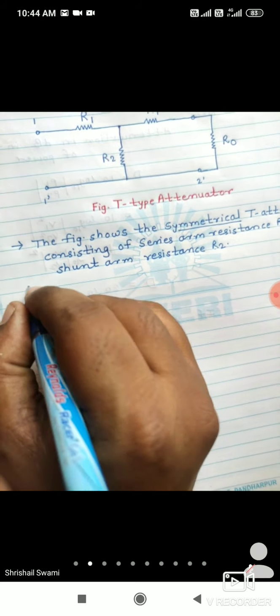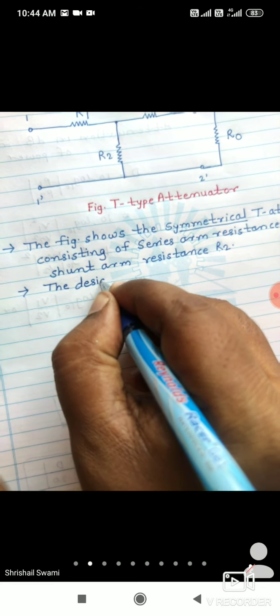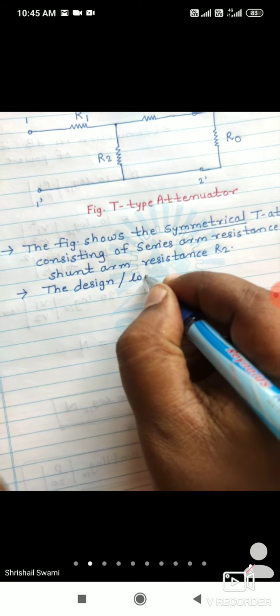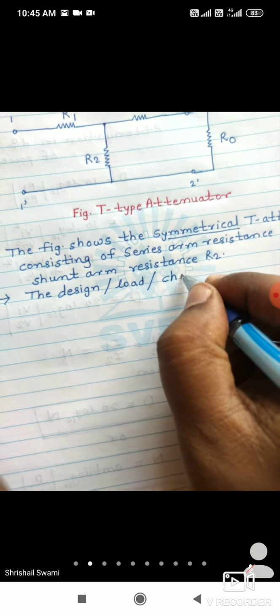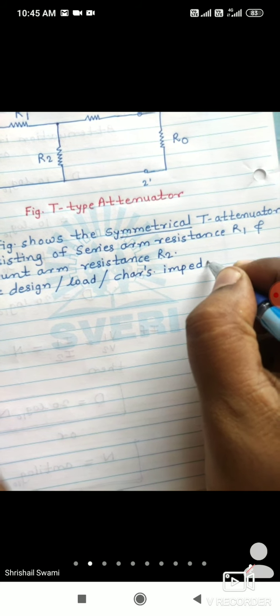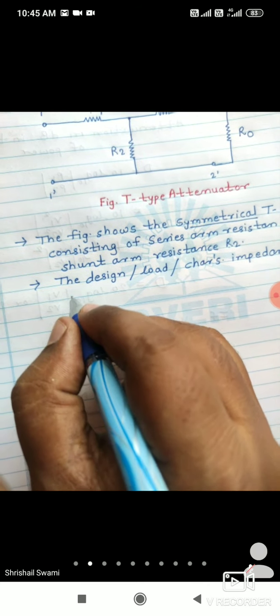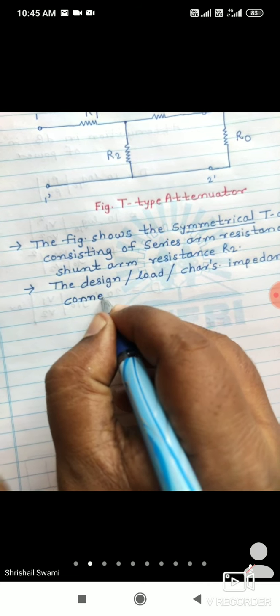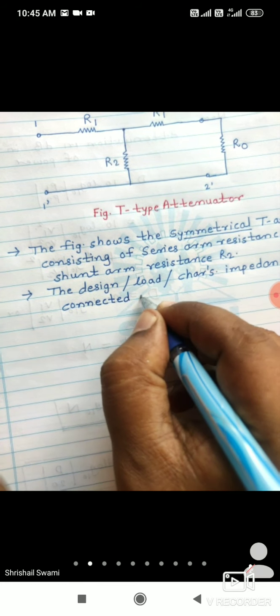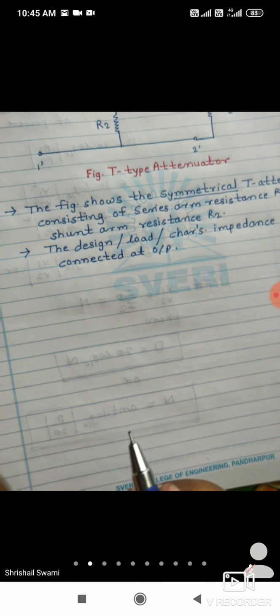Okay, this is just a description. Next, the design impedance, design oblique load characteristics. Okay, characteristics impedance R0 is connected at output port.